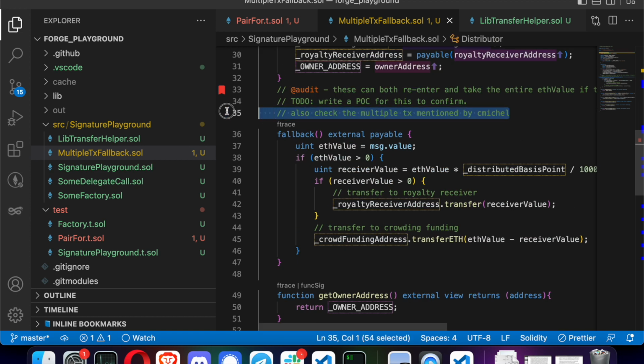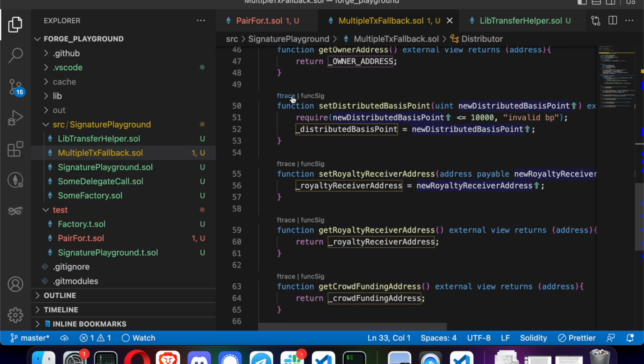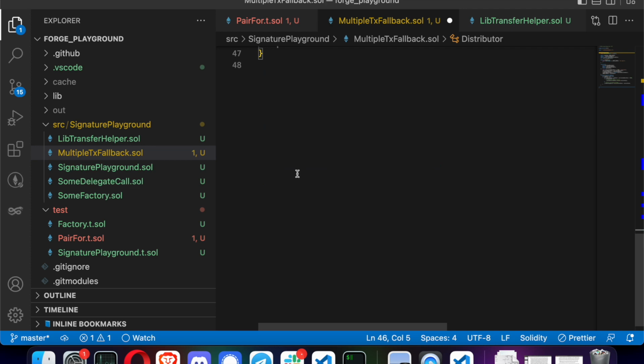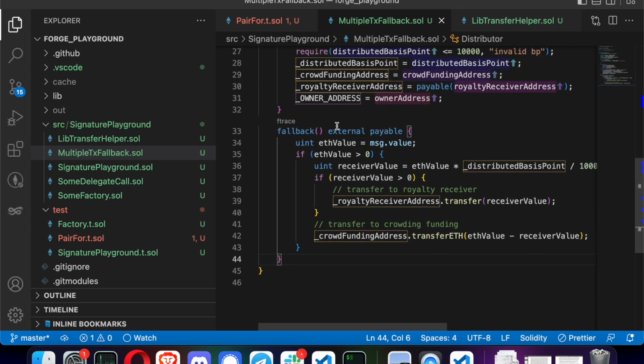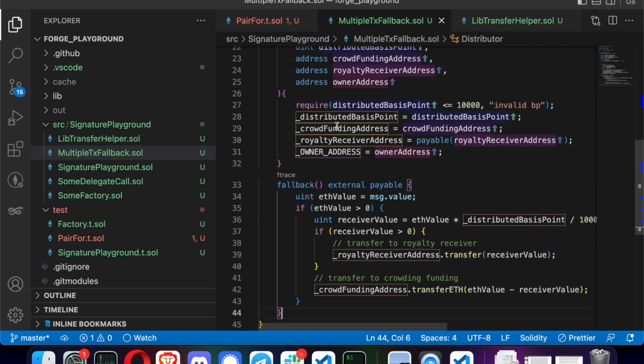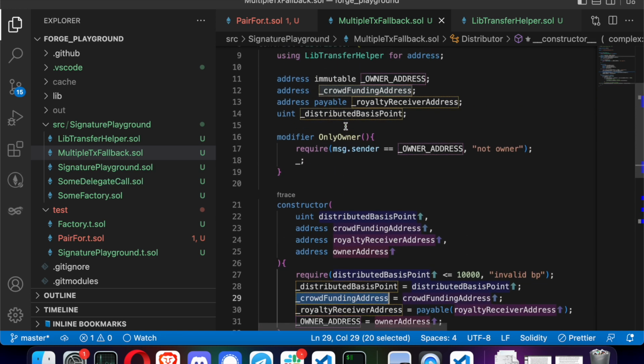And so that's what I'm saying here: not only should we try this re-entrancy bug, but we should also confirm that if this fallback function gets triggered multiple times with smaller amounts, it should be idempotent. It should be exactly the same output. And so these are some of the things I'm testing out in this POC. Like I said, it turned out there aren't any findings here, but it gave me a better understanding of how this distributor function is supposed to work.